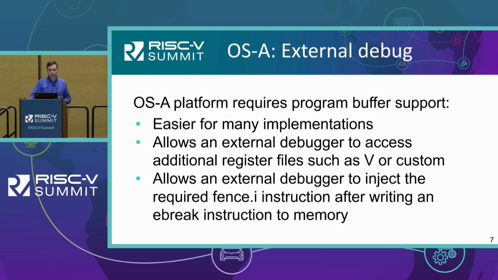One vendor actually created a custom CSR that, when you access that CSR using the abstract access to the CSR mechanism, caused a fence.i to execute, but that's kind of a hack, and it's just much more straightforward to support the program buffer. And this also allows debuggers to inject S fences and H fences and normal memory fences as necessary. But the OSA requirement, again, does not preclude going above and beyond the program buffer and supporting the abstract access commands.